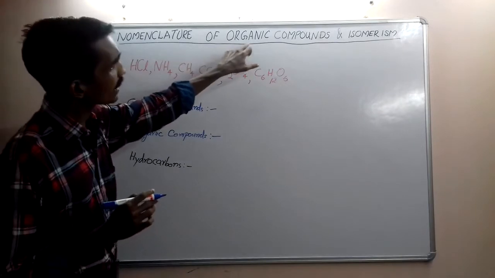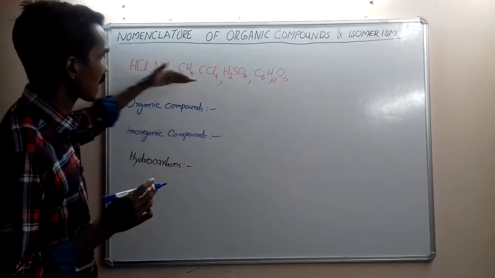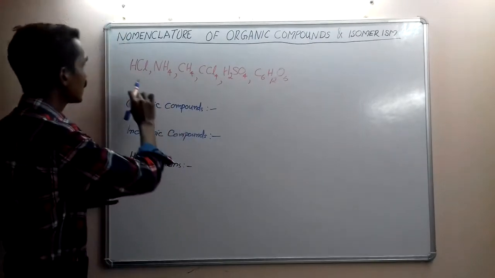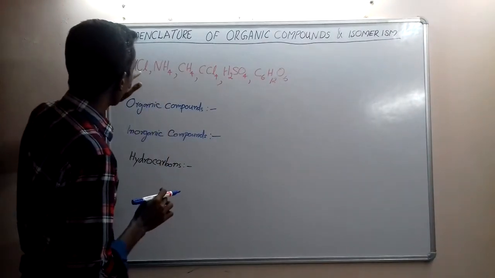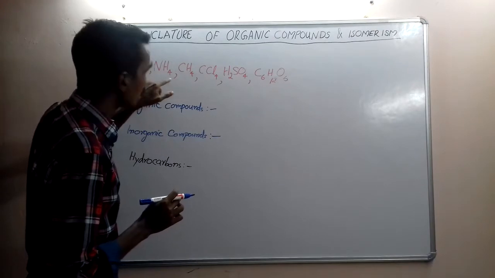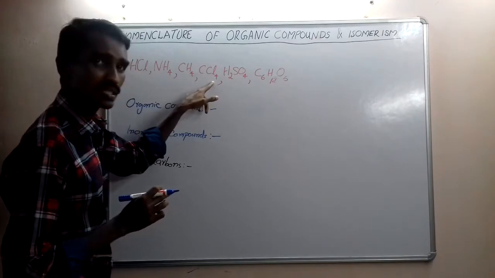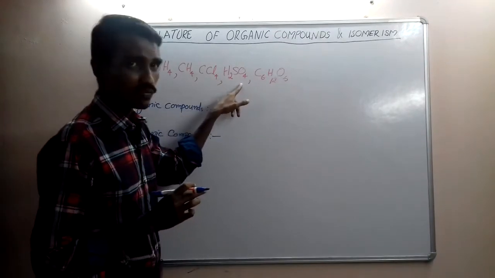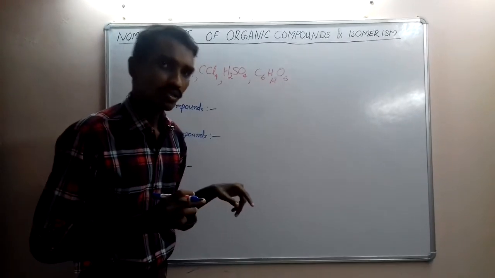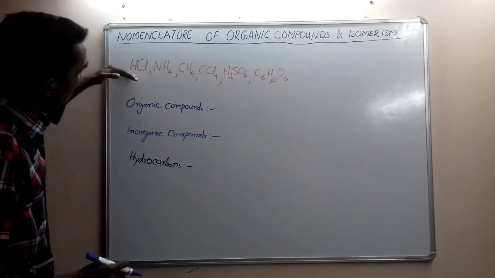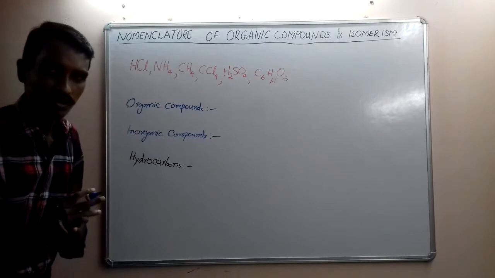And what do you mean by organic compounds? We discuss simple examples. So here we have a lot of compounds: HCl, hydrochloric acid, ammonia NH4, methane CH4, carbon tetrachloride CCl4, H2SO4, sulfuric acid, C6H12O6, glucose. So I have to classify these compounds into organic and inorganic compounds.